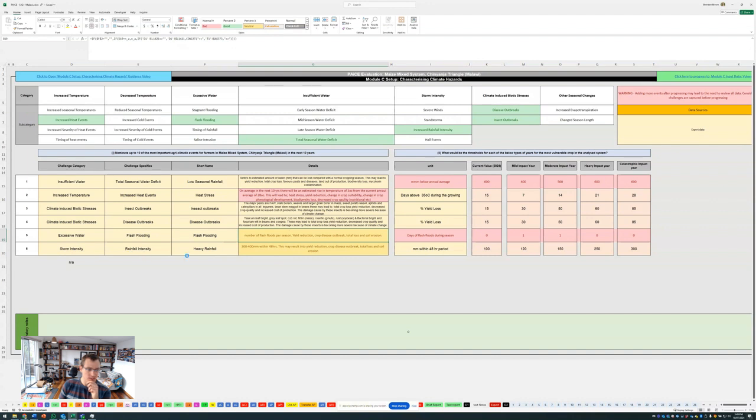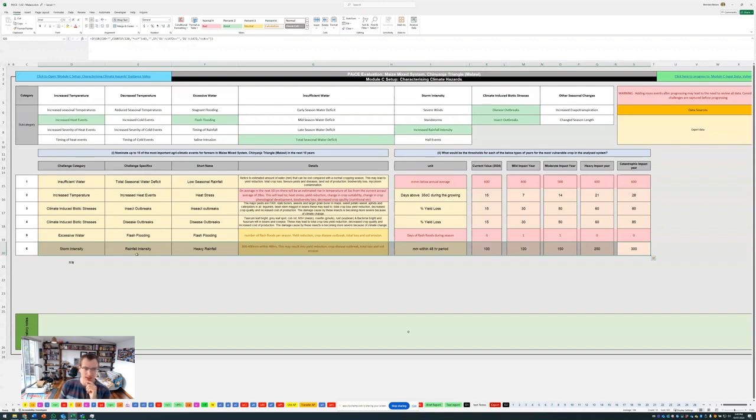Finally, you've got this storm intensity. Is this double counting the flash flooding, or is this separate? You may wish to delete this line because you're counting twice with the flash flooding and the heavy rainfall. So you may wish to only select one of those instead of having both.